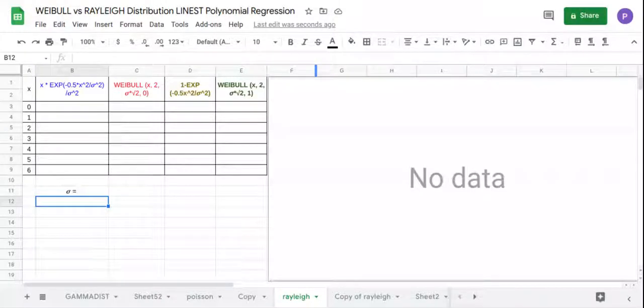In this video, I show the relationship between the Rayleigh distribution and the Weibull distribution. We begin with the Rayleigh distribution. This is equal to the array formula. Let's start with the exponent function, the exponent of the x values.